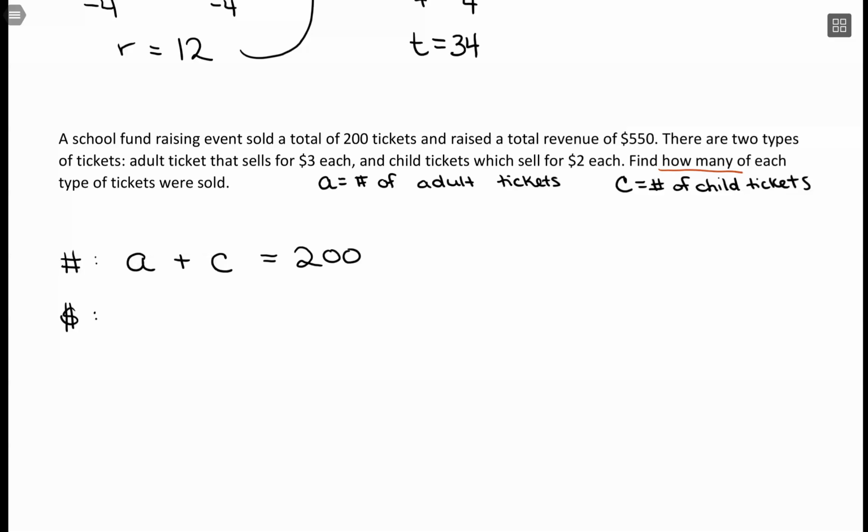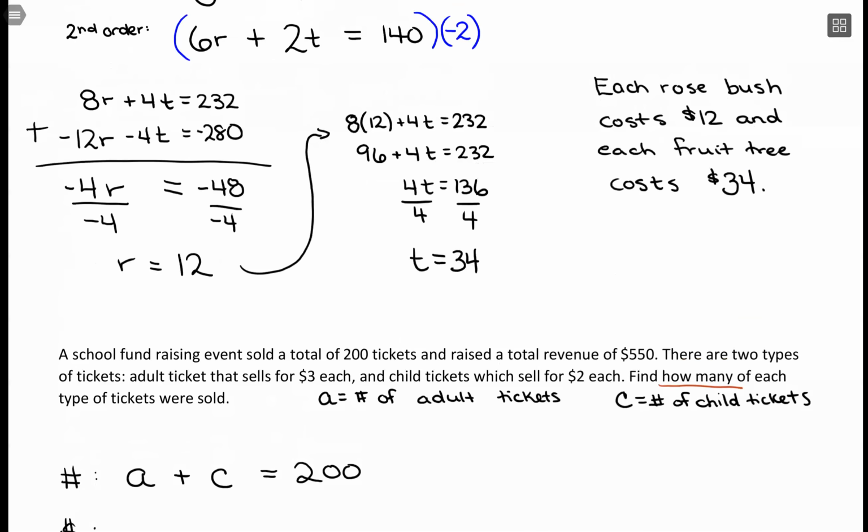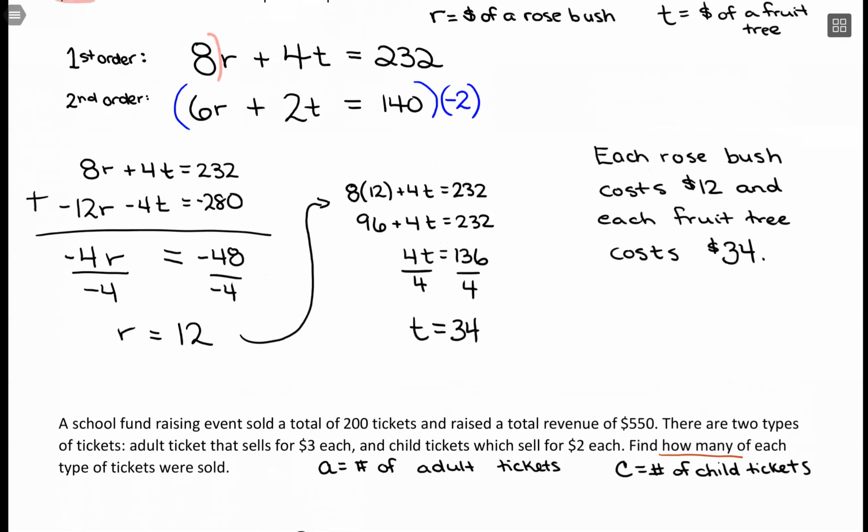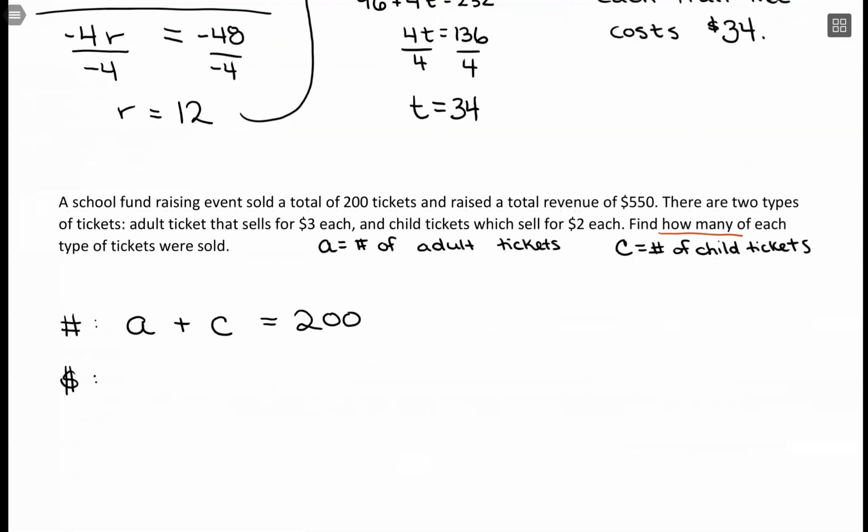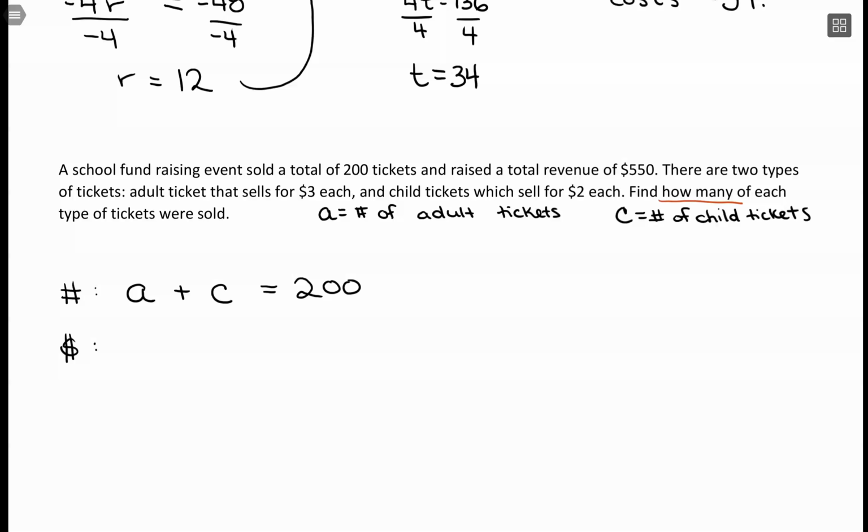For revenue, the idea is that we have multiplication, like we did up above with the number of rose bushes times the cost, or number of fruit trees times the cost. Same thing here, we would do adult tickets, $3 for each adult ticket, and if we multiply those together, we get this total revenue from adults. And same thing for children, we have the total revenue from children, but then the overall revenue should be $550. So we're going to take that $3 for adult tickets and multiply, so 3 times A, and then $2 for children tickets, 2 times C, equals $550.